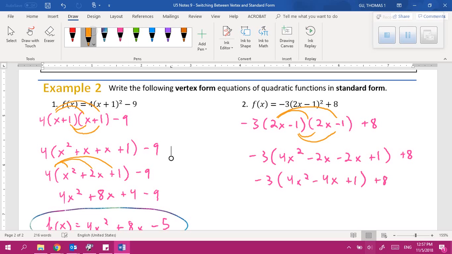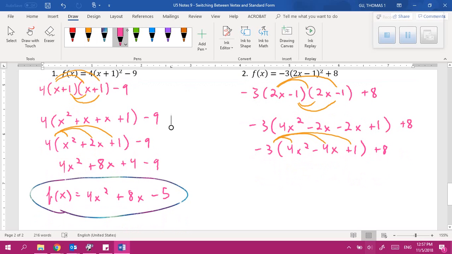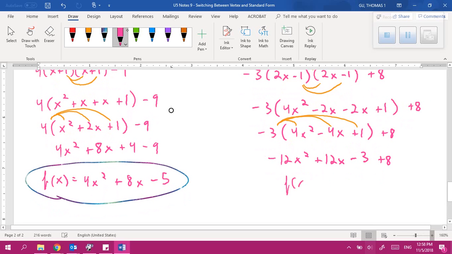Then we have to distribute the negative 3 to everything, which will make it negative 12x squared, right? Plus 12x minus 3 plus 8. And finally, that would make my answer f of x equals negative 12x squared plus 12x plus 5.